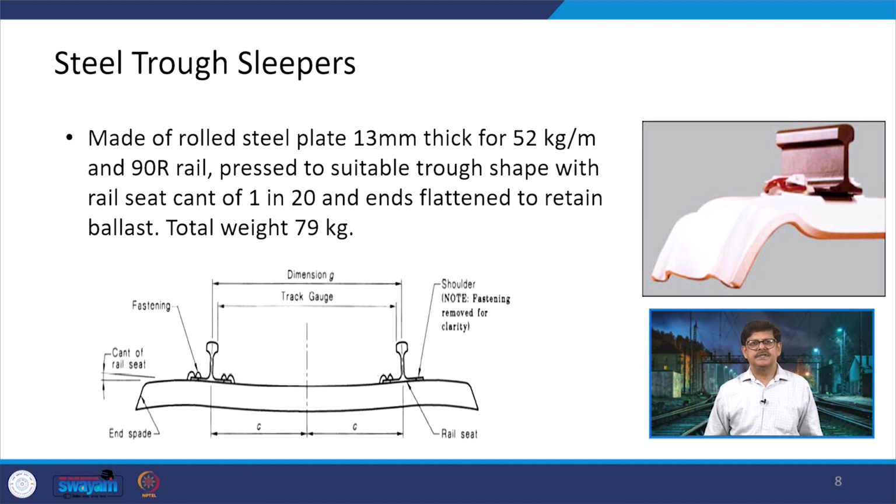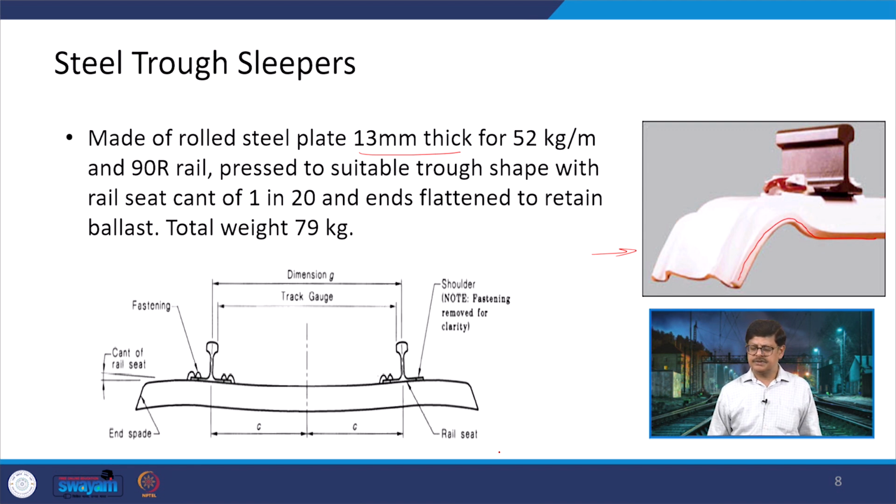Now, another category is the steel trough sleeper. Now, these steel trough sleepers, as you can see in the photograph on the right hand side, this is a metal sheet. So, this metal sheet has been rolled in this form. It is 13 mm thick if we are talking about a 52 kg per meter rail section or 90 R rail section. So, these are the two rail sections, then it is defined as 13 mm thick, and accordingly if we are going for other rail sections, then the thickness has to be varied.